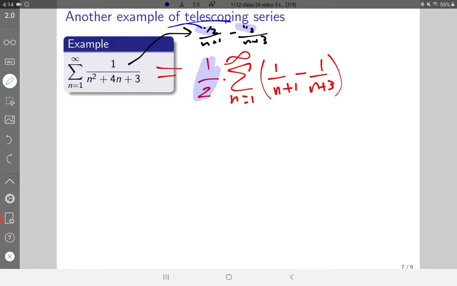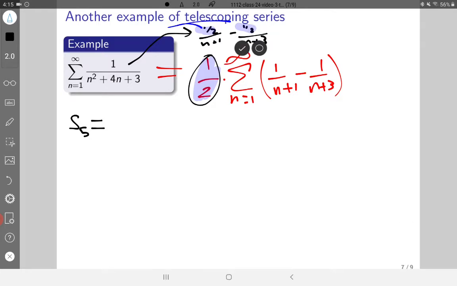So I'm pulling out that common 1/2 from both of them. And so now let's look at an example of a partial sum just to see what's happening. Let's take an example like S sub 5, let's say. And so that's going to be, well, because of this 1/2 in front of everything, I can just continue to factor out a 1/2 from everything I'm going to do.